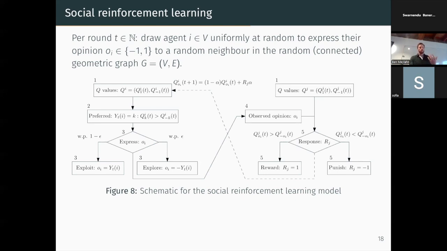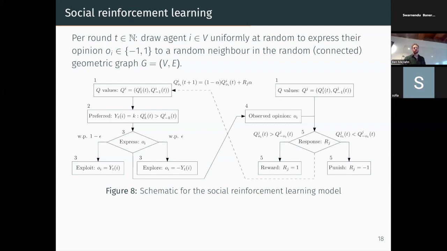All agents now have a pair of Q values. Instead of a belief on one parameter, they've got a pair of parameters. One of these is bigger than the other, and that gives them a preferred opinion. With probability 1 minus epsilon, they exploit that preferred opinion, expressing the opinion they believe has the greater Q value. With probability epsilon, they explore by expressing the other opinion. This expressed opinion gets sent to the selected neighbor, who has their own Q values. If the observed opinion matches their own preferred opinion, they will send a reward.